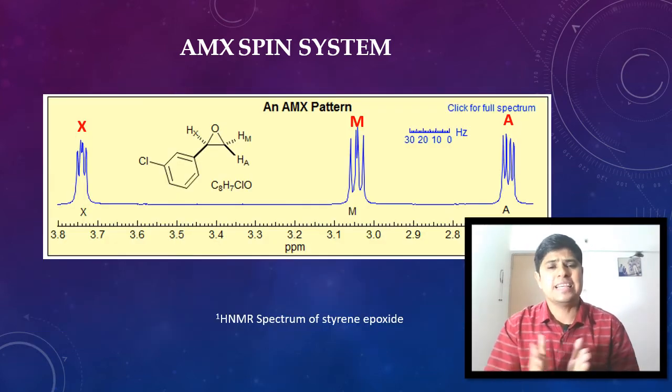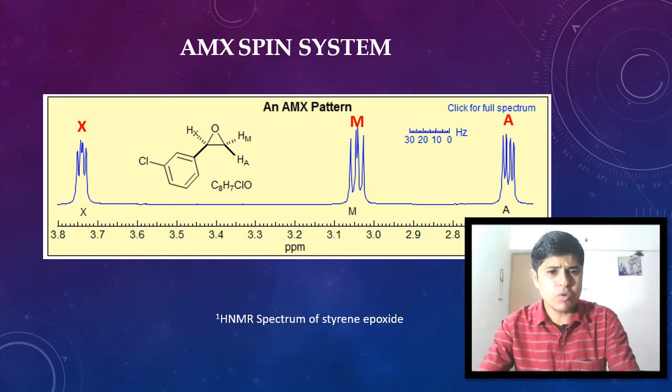Now in this example we will see the same spin system, AMX, but the example is different. Here we will see the 1H NMR spectrum of styrene oxide or styrene epoxide. This is the structure of styrene oxide, which is meta-chloro substituted. See proton A, proton M and proton X. A is shielded as compared to M and X, and A has two coupling partners, proton M and proton X.